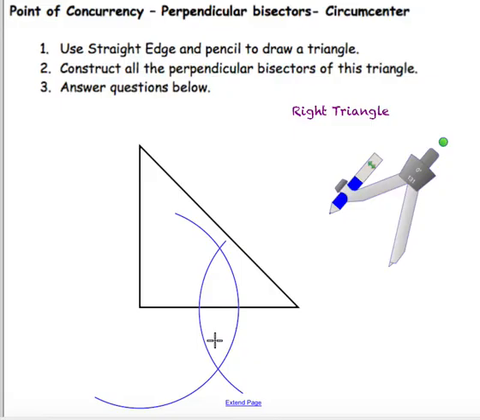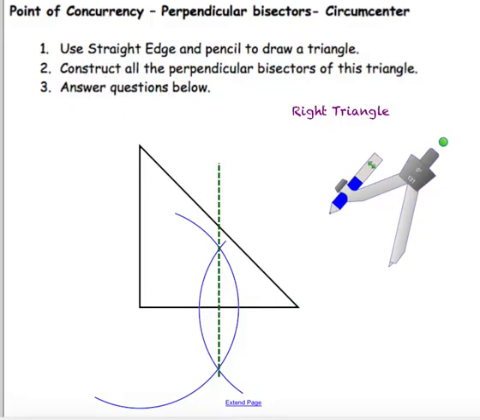And then you'll connect the, I missed a little bit. I'll fix that. Let's move that over just a touch. I think that's good. So there's the perpendicular bisector of one side, going through the midpoint of the side and perpendicular to it.